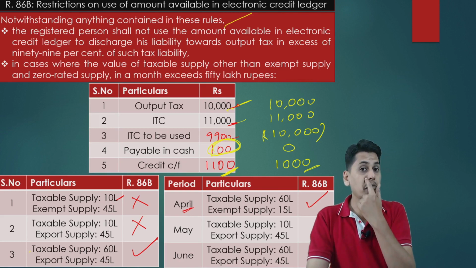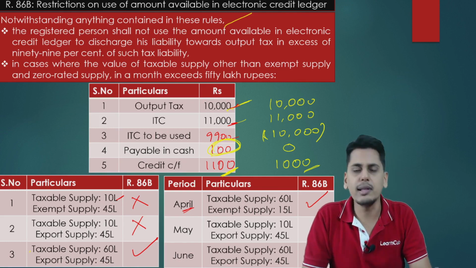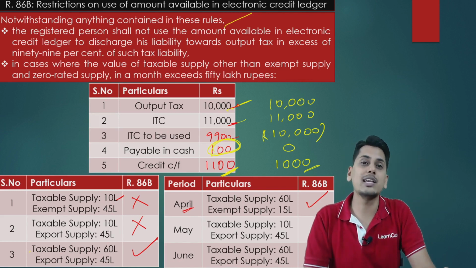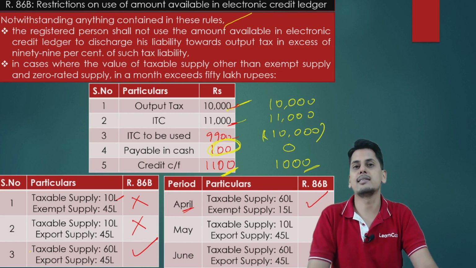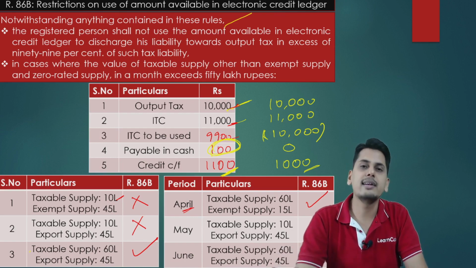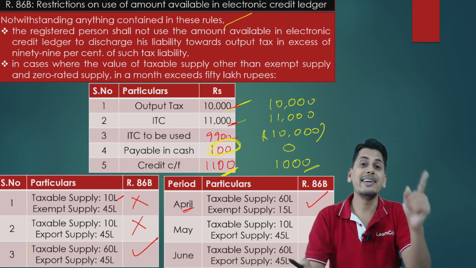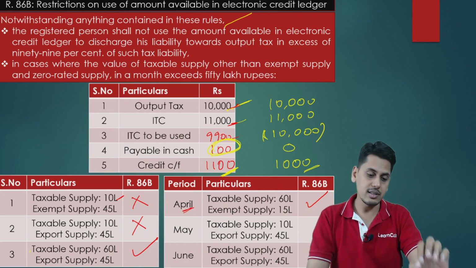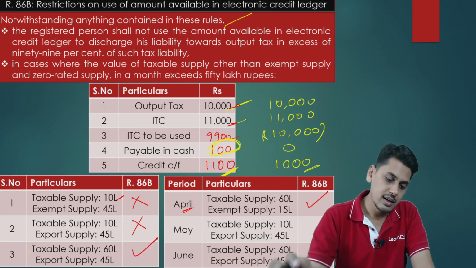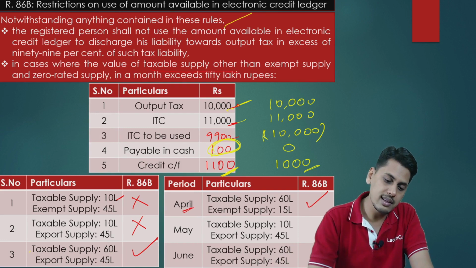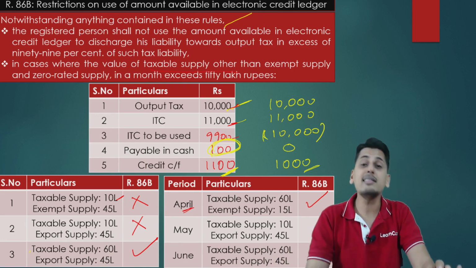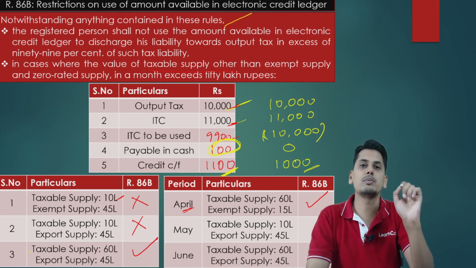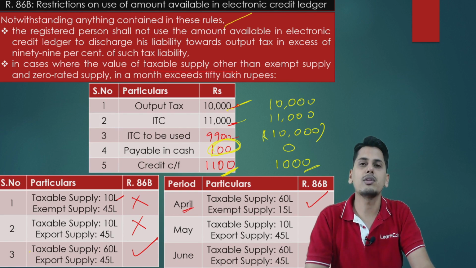Now friends, please tell me, if 86B is applicable for one particular month of a financial year, does it mean that 86B would apply for all the subsequent tax periods also? The answer is no. Friends, as regards 86B's applicability, it needs to be checked on a month-on-month basis. For the month of April, please concentrate here. It is being mentioned that in cases where the value of taxable supply other than exempt supply and zero rated supply in a month exceeds 50 lakh rupees. So the applicability of rule 86B needs to be checked on a month-on-month basis.